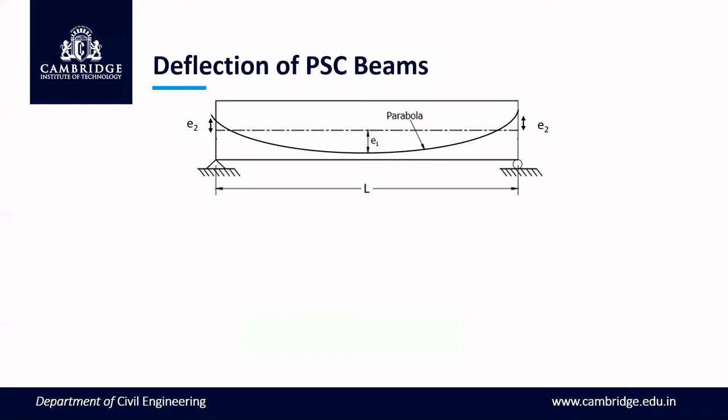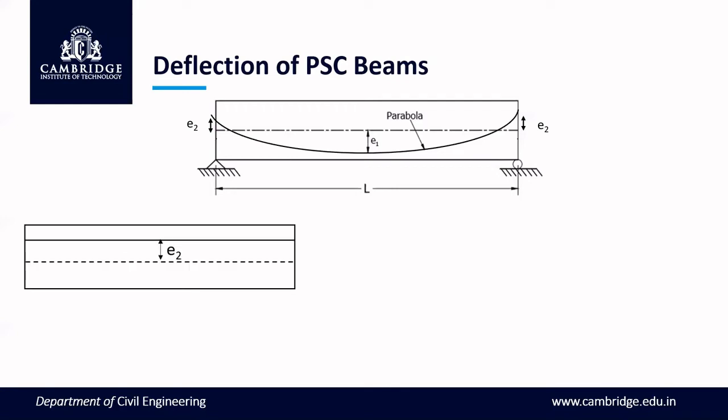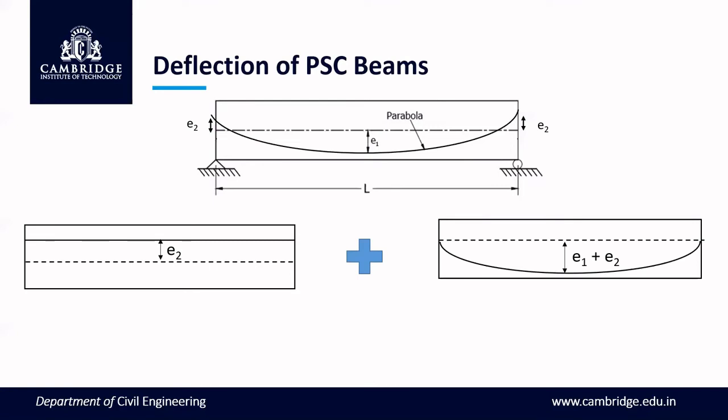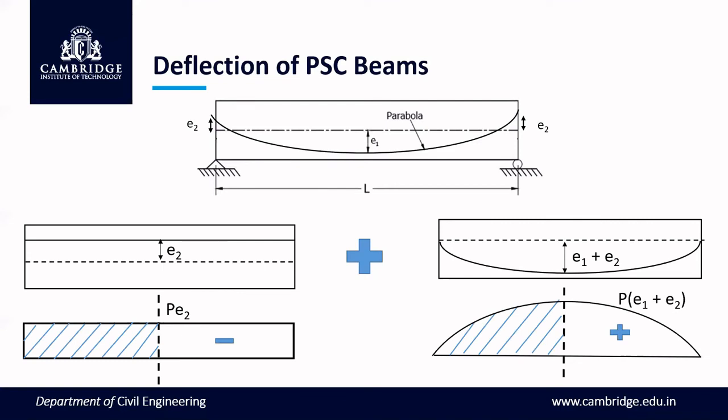Now, this eccentricity E2 is above the neutral axis. So if we had a case like this, it would be solved in a similar manner as the previous one, except for a slight difference. That is, we would have a rectangular beam with eccentricity E2. Now this eccentricity E2 is above the neutral axis, and we would have a beam with parabolic tendon whose eccentricity is E1 plus E2 at the center and 0 at the edges, whose moment area diagrams would look like this.